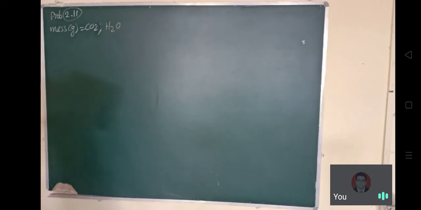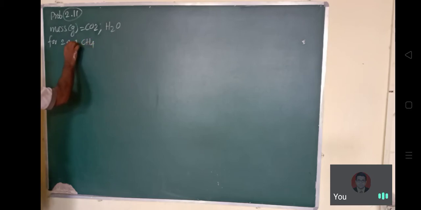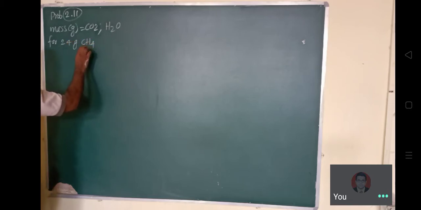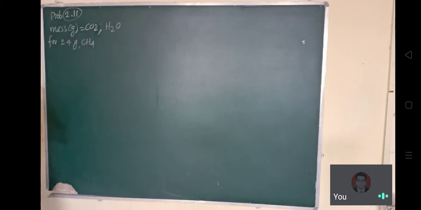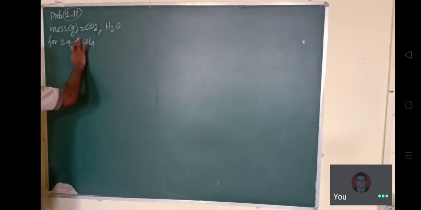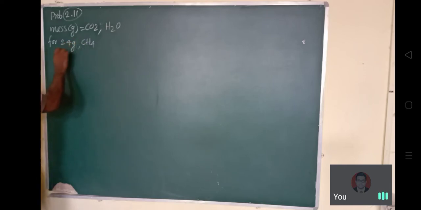This is on complete combustion of 24 grams of methane gas. That is methane, CH4. We have to find this for 24 grams of methane gas.